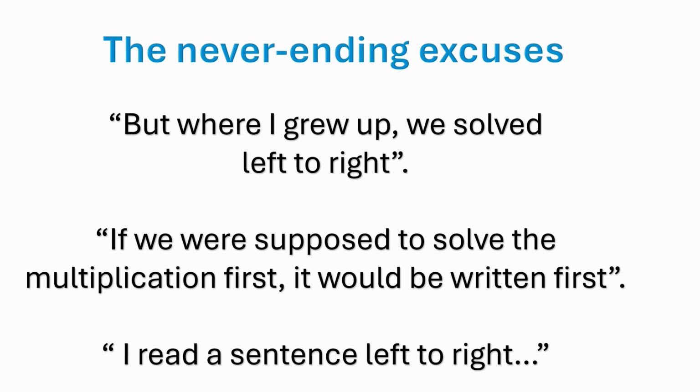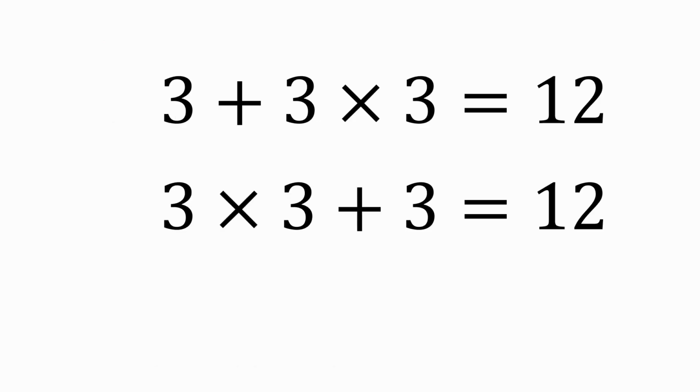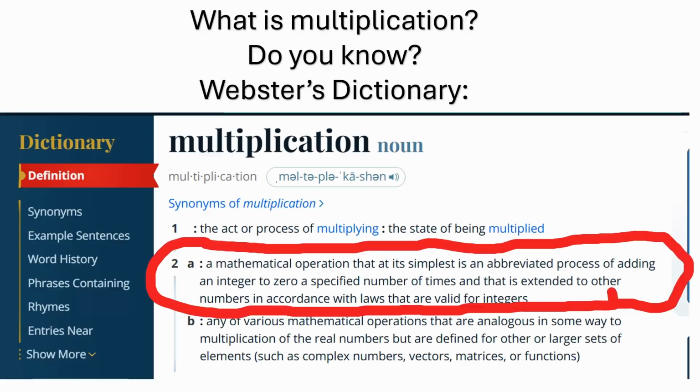And then the third most popular excuse is, well, I read a sentence left to right, so we should solve left to right. Again, you do go left to right, but you go left to right following the order of operations. And we'll talk about that briefly for those who forgot it. Again, 3 plus 3 times 3 is 12. 3 times 3 plus 3 is 12. A lot of people do not really understand the relationship between multiplication, addition, division, and subtraction. The whole idea of the order of operations is based on those relationships.